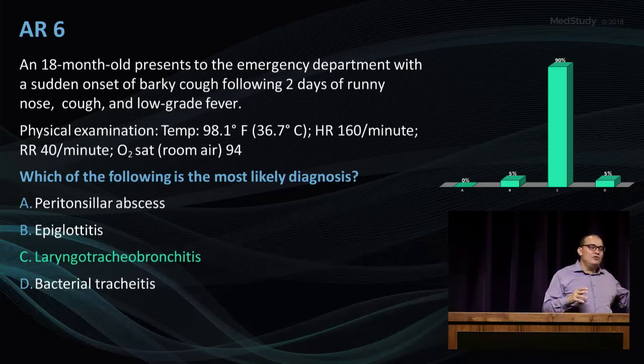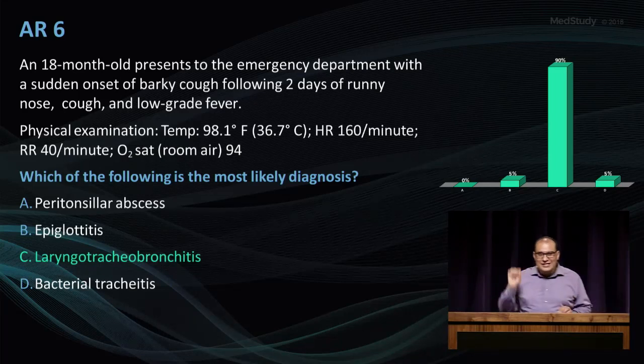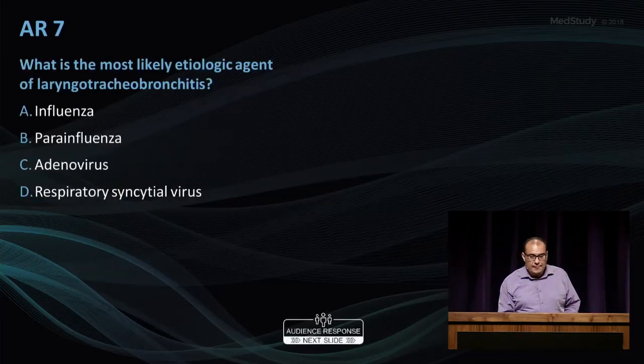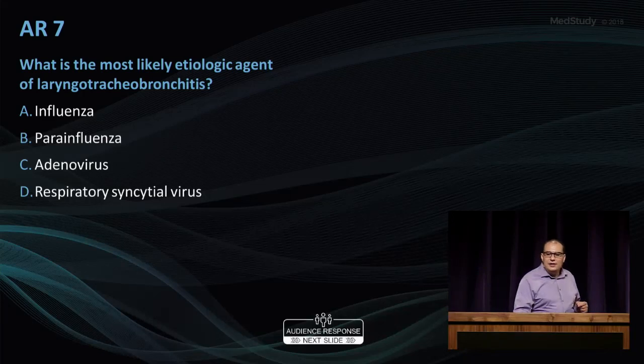Because of the wheezing, then you go to RSV. If you have laryngitis, if you have a croupy cough, don't get it confused. What's the most common? Then you go to RSV instead of parainfluenza. So remember this, laryngotracheobronchitis. That's the answer you gave me. So what's the most likely agent for laryngotracheobronchitis?